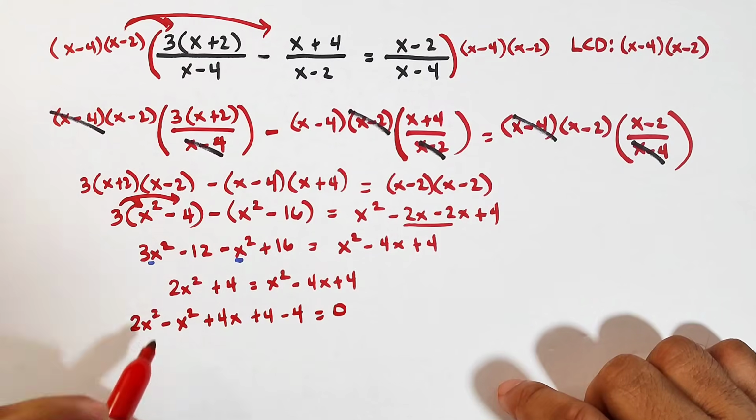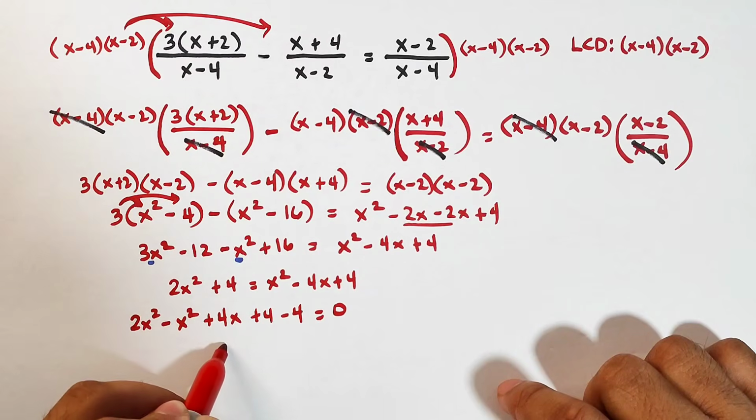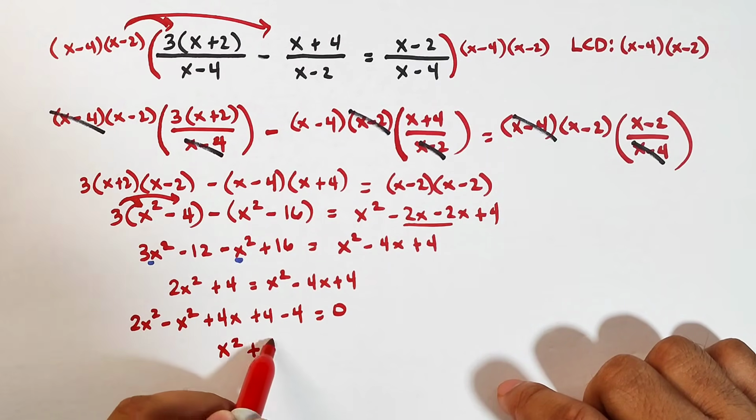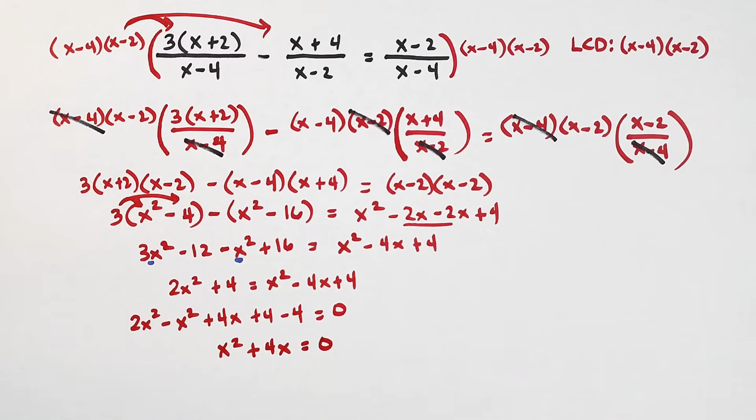Simplify. This is 2. This is x squared. 2x squared minus x squared, that is simply x squared. Then copy 4x. This is 4 minus 4 is 0. So we have here x squared plus 4x is equal to 0. We're not yet done because we didn't have yet the value of x.